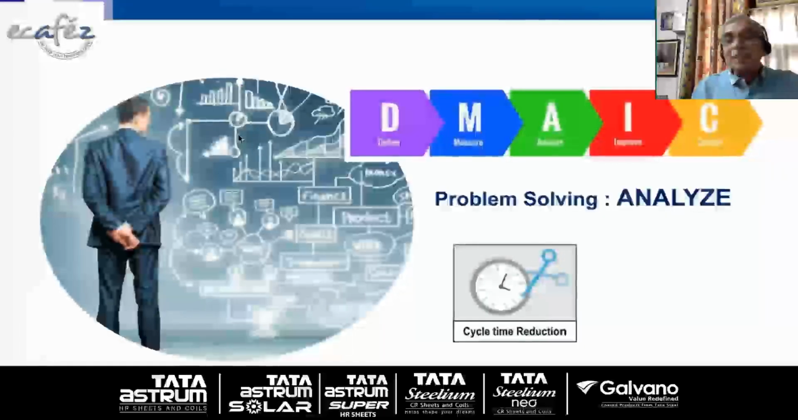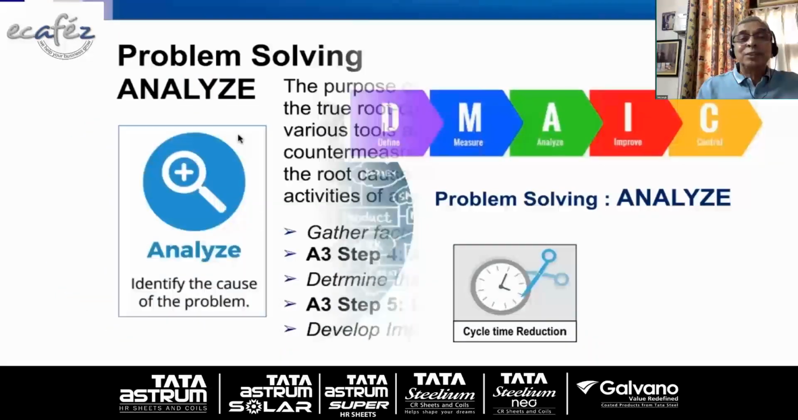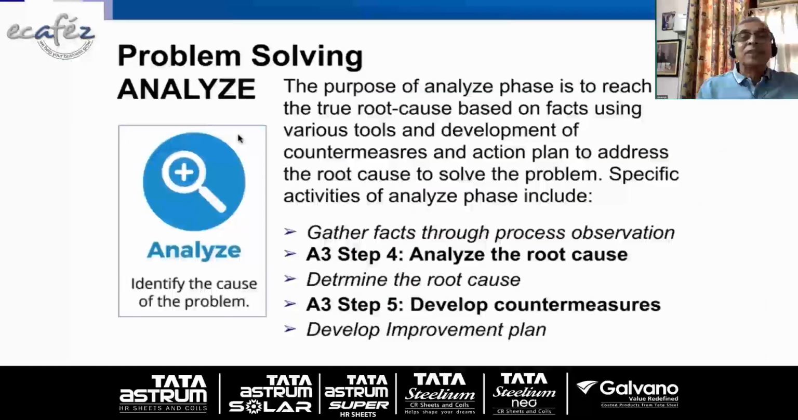Now come to the third phase. Analyze the root cause. Why is cycle time more? This is very critical. Here, the analyze phase needs a lot of expertise of the operation people because you are the expert of your process. The purpose of the analyze phase is to reach the root cause. So what are the steps involved?